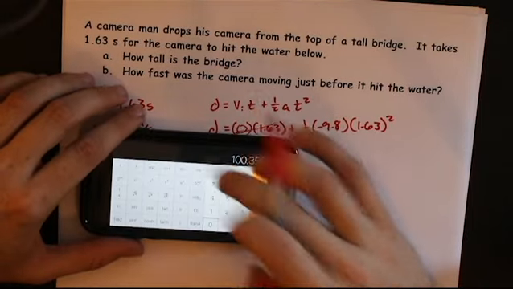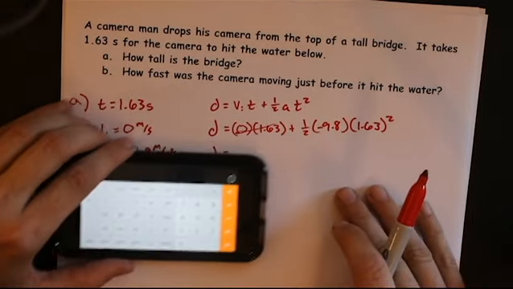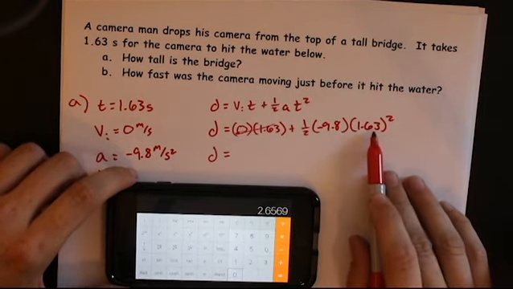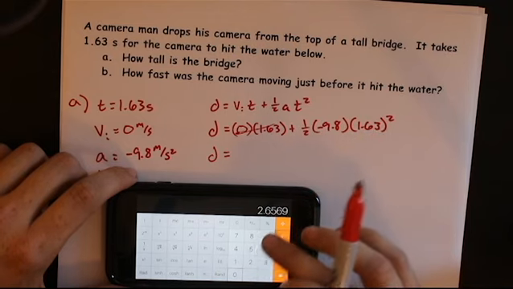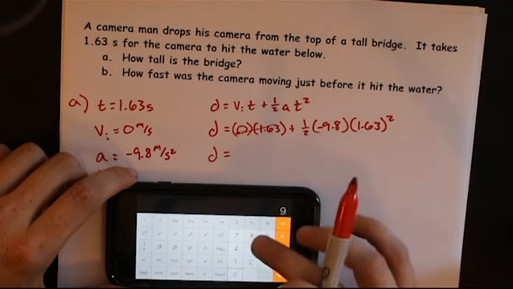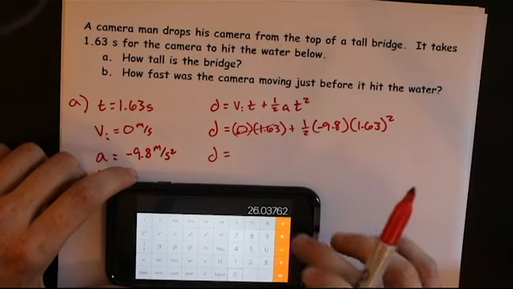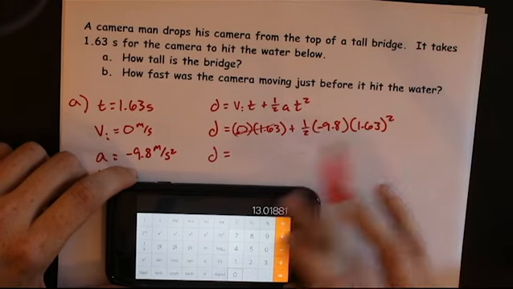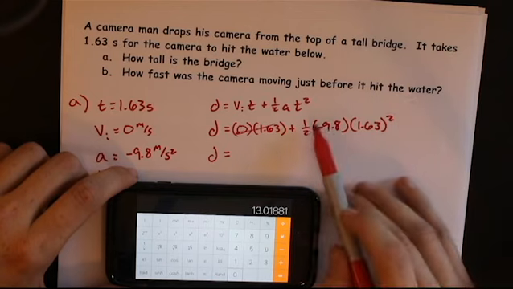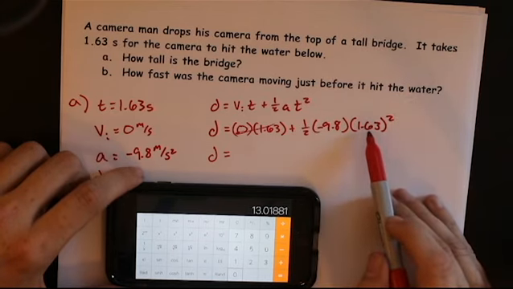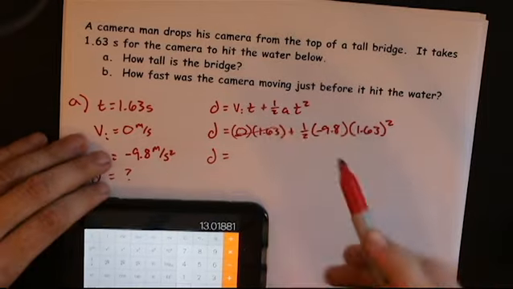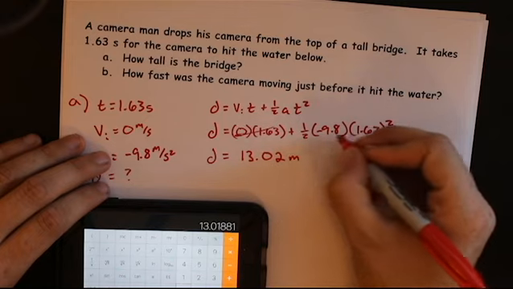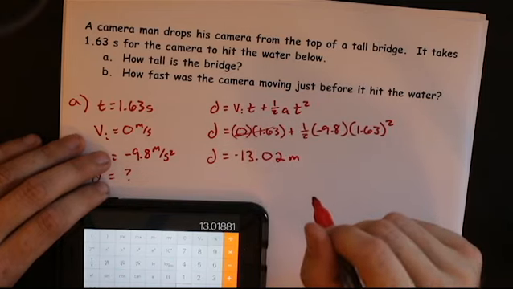So let's do that on here. I'm going to just throw it all in the calculator at once. So we got 1.63 squared, that's this part right here, times negative 9.8 times 0.5. It looks like I lost my negative. I must have not pushed the number right. But all the math checks out to where the distance should be 13.02 meters, and because this is a negative, all that would end up being negative as well.